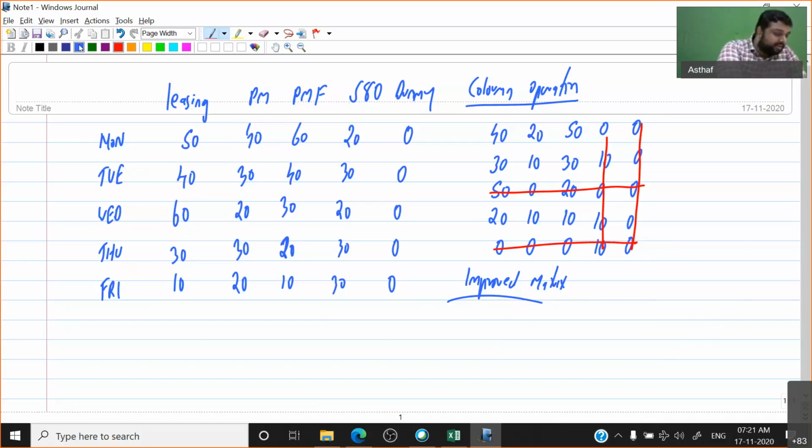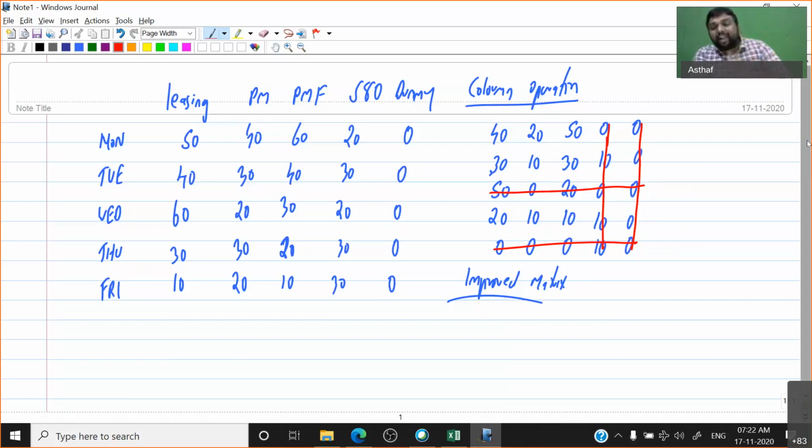So, improved matrix. What is the rule? See, the improved matrix rule is very easy. We have numbers here, and the least number is uncovered. Uncovered means there is no lane going through it. That is 40, 20, 50, 30, 10. In that, the least number is 10. So this 10 we have to reduce from the uncovered.